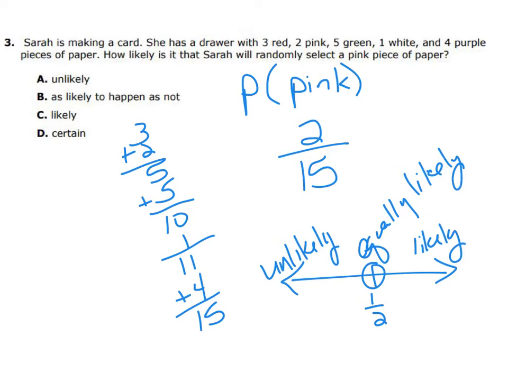So then what we're going to do is look to see where 2/15 lands. So I know half of 15 is about 7.5. So if it's less than half, then that means it's going to be unlikely. So we have this as unlikely.